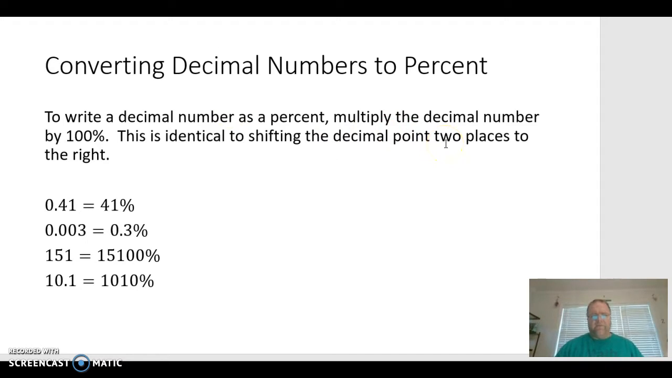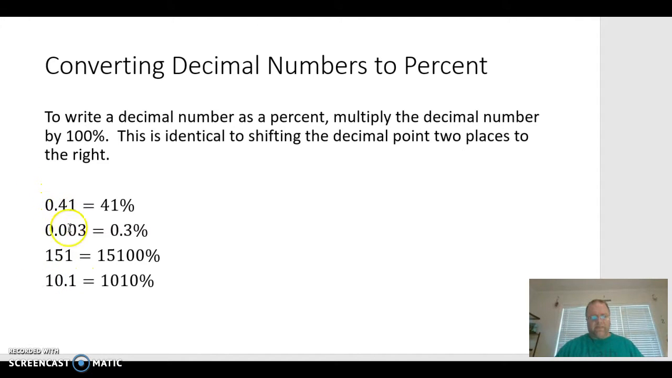First, let's take a look at converting decimal numbers to a percent. In order to do that, we're basically going to move that decimal point 2 places to the right, which is the same thing as multiplying it by 100%. So look at the following examples here. On the left, we have all of our decimal numbers.